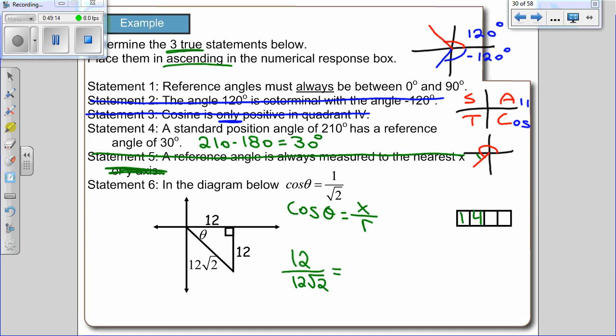So statement 6 we prove is true. We still have one more question. Oh, I guess not. Tomorrow we'll start 6.3. We're going to have to rip through it.